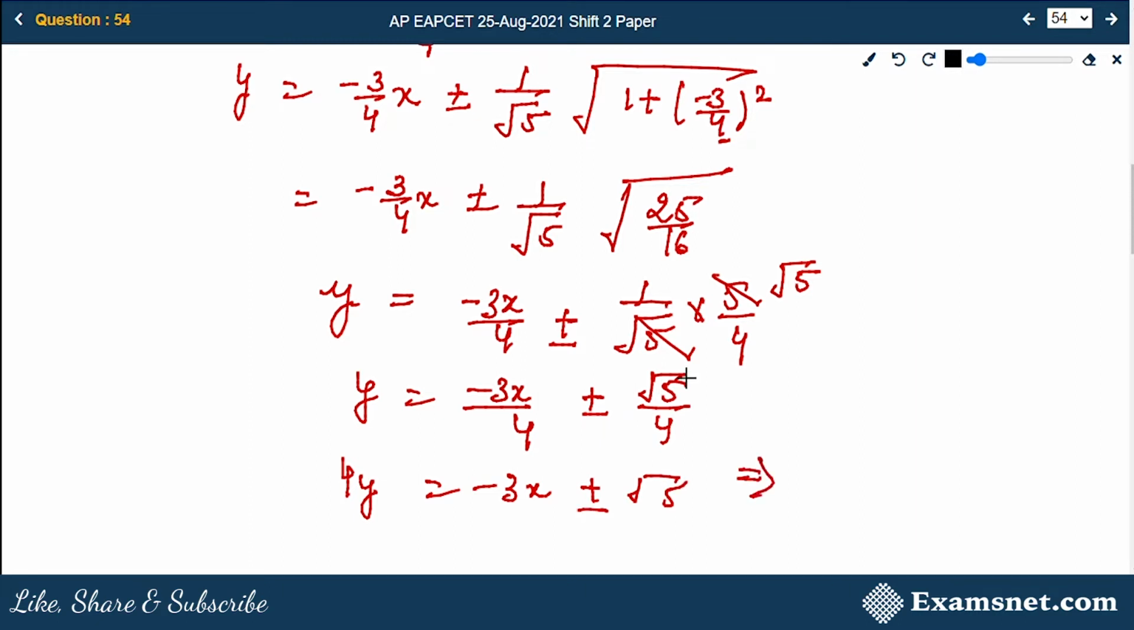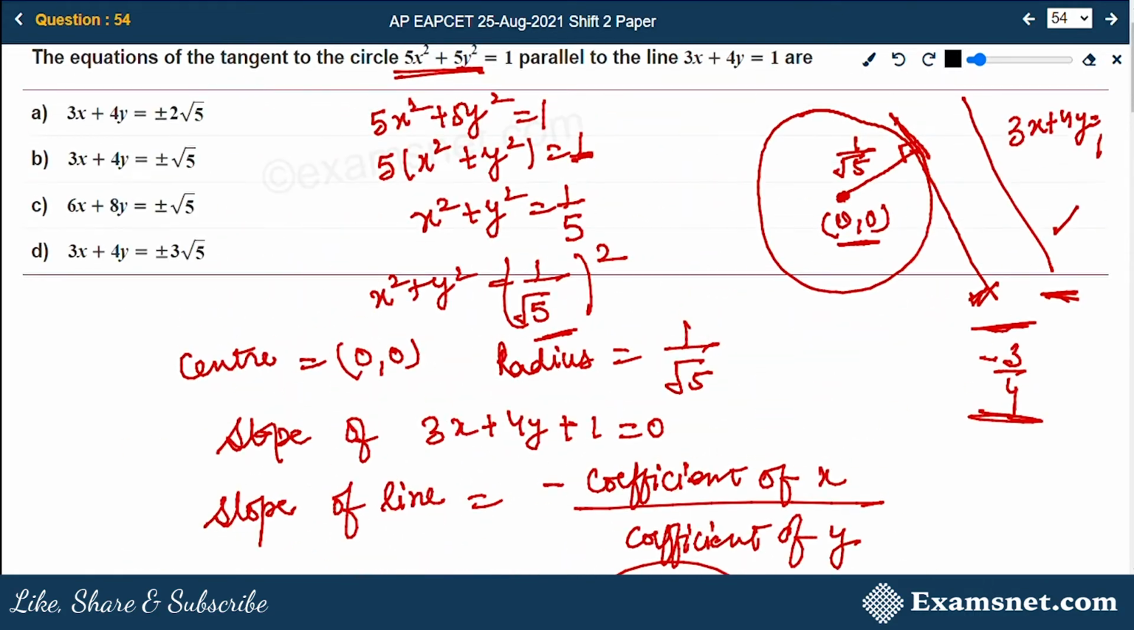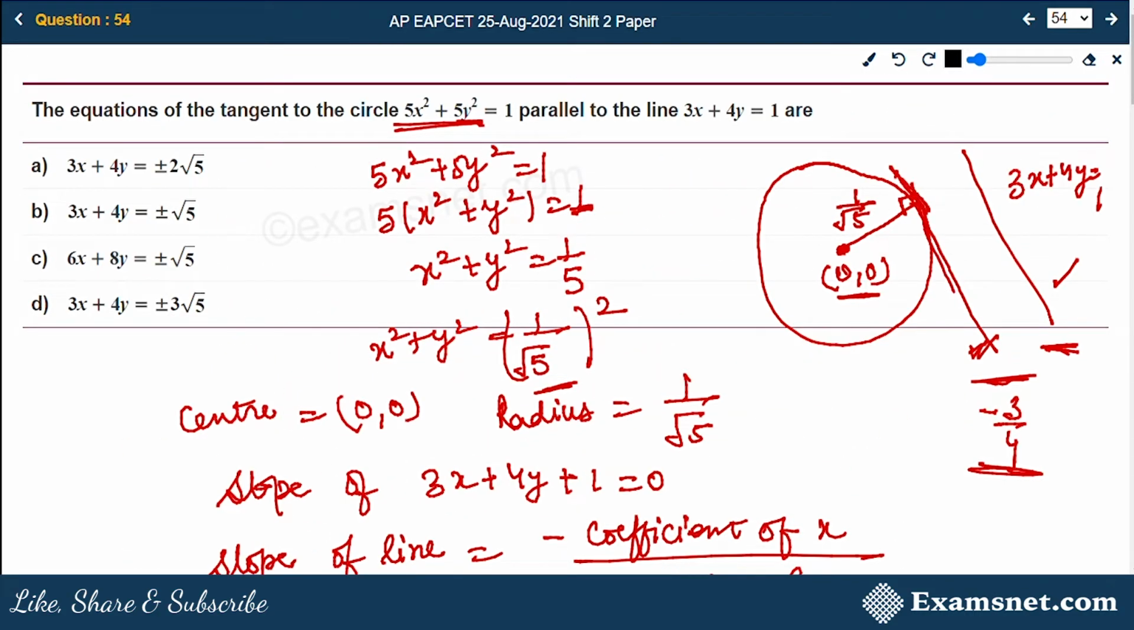This equation becomes 3x plus 4y is equal to plus minus under root 5. So this is your required equation of the tangent to this circle. This tangent has the equation 3x plus 4y is equal to plus minus under root 5. Option B is your answer.